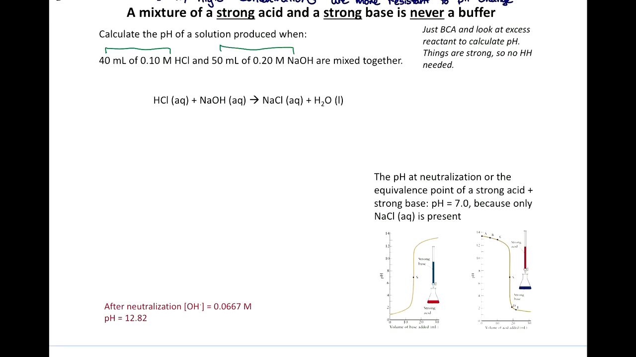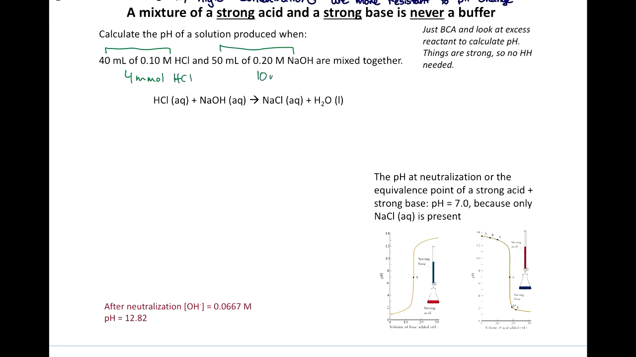We want to figure out how many moles of stuff react. So let's convert these into millimoles. All right, how many millimoles of HCl do I have? 4. 4 millimoles of HCl. And then how many millimoles of sodium hydroxide do I have?